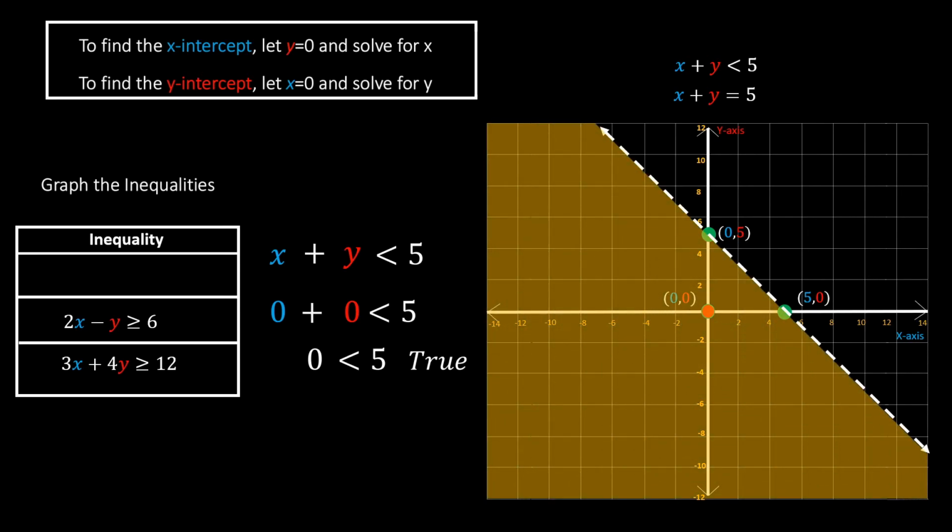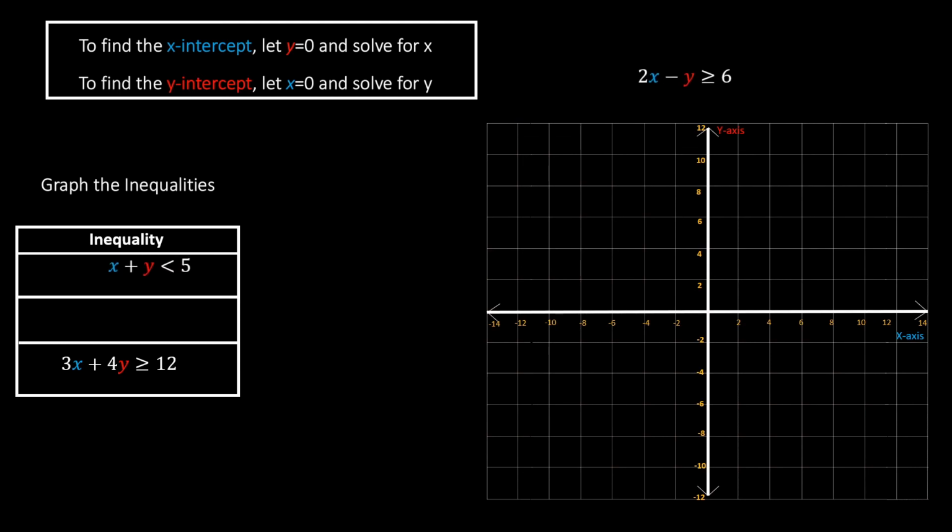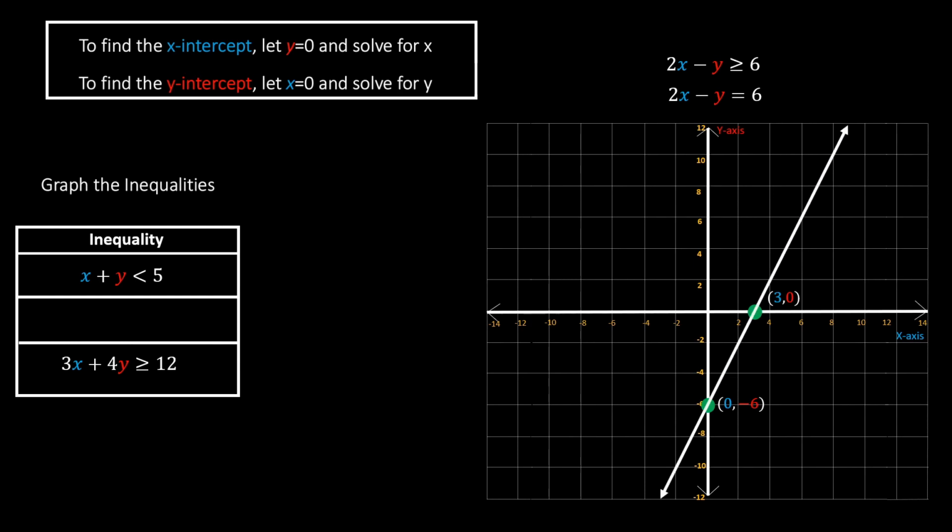Let's do another example. 2x minus y is greater than or equal to 6. We can replace the inequality with an equal sign. Then we can find x and y intercepts for the equation. If we let x equal 0, y will be negative 6, and if we let y equal 0, we get x is equal to 3. With these 2 points, we can graph a solid line that passes through the 2 points.